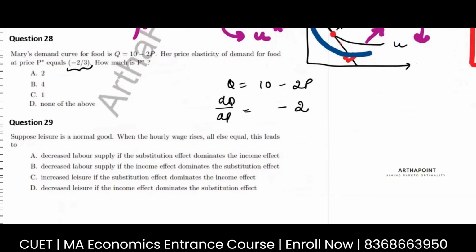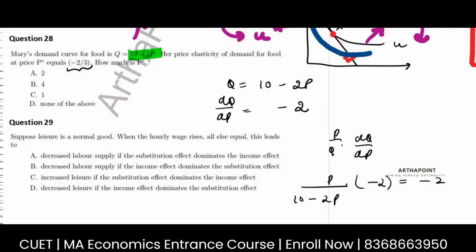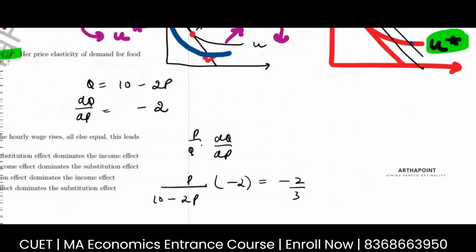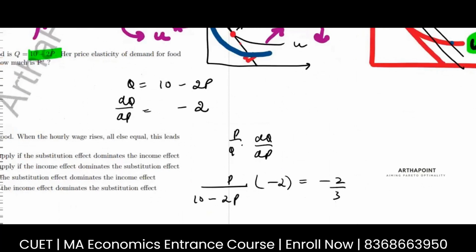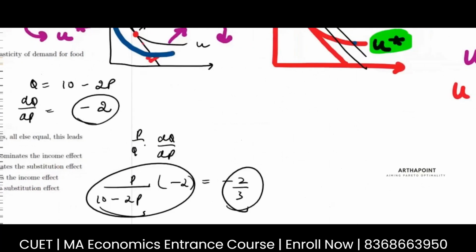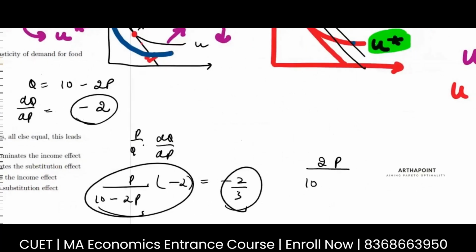So what is price elasticity? P by Q dQ by dP. So P by, instead of Q, I'm writing this, 10 minus 2P, into minus 2, is equal to minus 2 by 3. Actually, don't take the absolute value here because I have negative on both sides. I found my elasticity negative and it was given to me negative. So I get 2P upon 10 minus 2P is equal to 2 by 3.